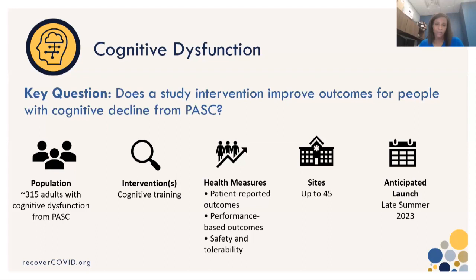So a second trial or platform is cognitive dysfunction, really looking at whether or not there are improved outcomes for people with cognitive decline that's related to post-acute sequela of SARS-CoV-2 or long COVID. This will enroll approximately 315 adults with cognitive dysfunction from PASC. The intervention is going to be different forms of cognitive training, and the outcomes are going to be some patient-reported outcomes, but again, thinking about what people might actually be able to do on something like a neurocognitive battery. If we're taking specific tests that have been used in the past for different populations of people with cognitive decline, how do people perform? This will be up to 45 sites and hoping to launch in the late summer as well. Next slide, please.